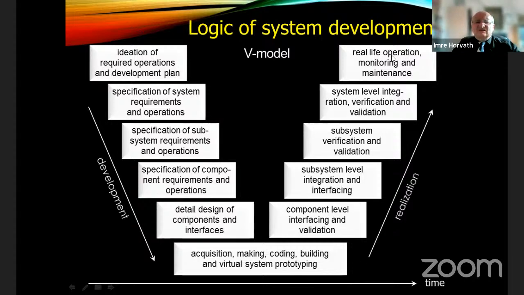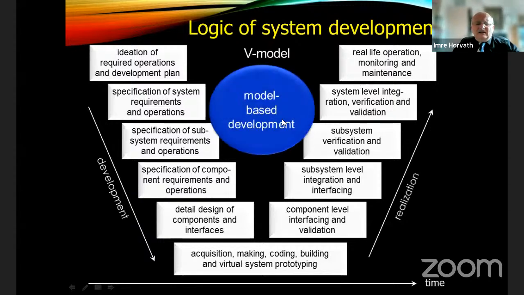The realization is conceptualized by the V model as a bottom-up procedure. First it starts with the component-level interfacing, then the subsystem-level integration and interfacing, then the subsystem verification and validation, and then the system-level integration and verification, validation, and the real-life operation. There are interrelationships between the same levels, but obviously the procedure always follows the V shape.